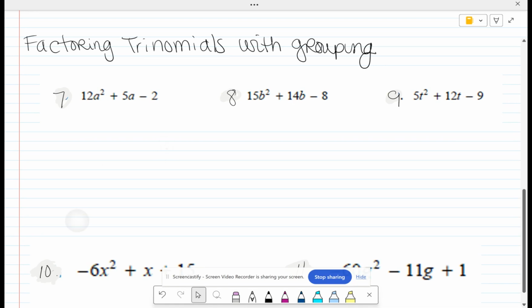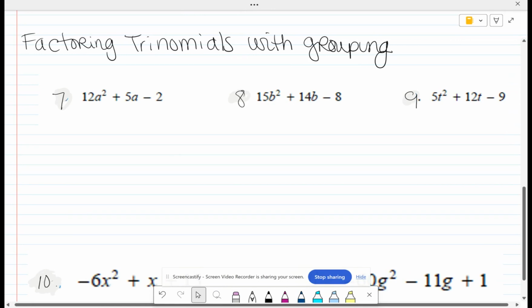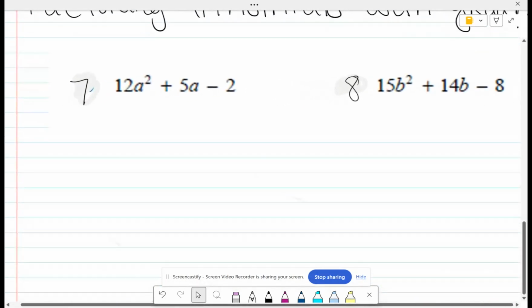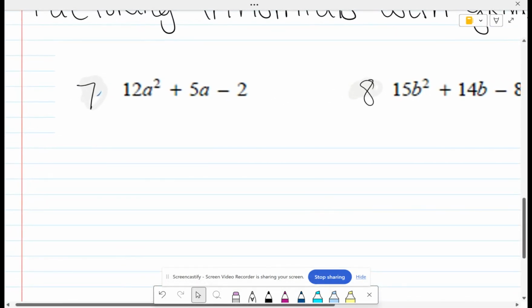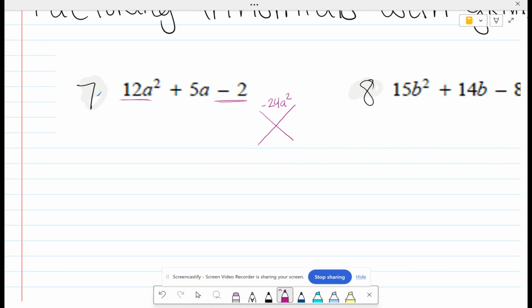So go ahead and, this is still in your toolkit on 7.8, write down number 7, 12a squared plus 5a minus 2. What we're going to do is use the same method that we've done in the past in regards to a diamond problem. Up here will be negative 24a squared, which was multiplying our a squared term and our c term. That's how I got that. And then on the bottom is going to be 5a.